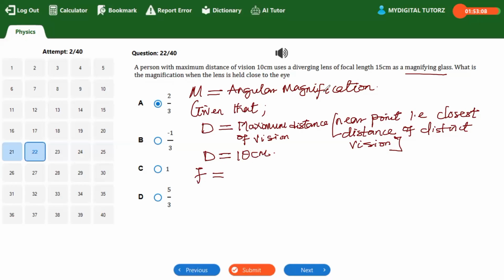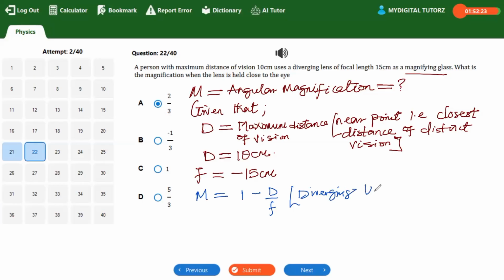it is a diverging lens, isn't it? It uses a diverging lens of focal length as a magnifying glass, right? So the diverging lens is used, therefore the focal length is going to be negative. So we have minus 15 centimeter, right? So we are asked to calculate the magnification. The unknown is the magnification here. So in this case, we make use of this formula. The angular magnification, capital letter M, is equal to 1 minus D all over focal length. This is for a divergent lens.